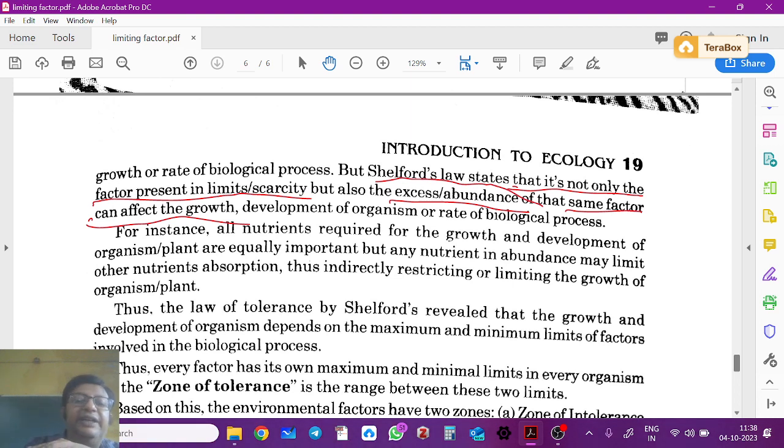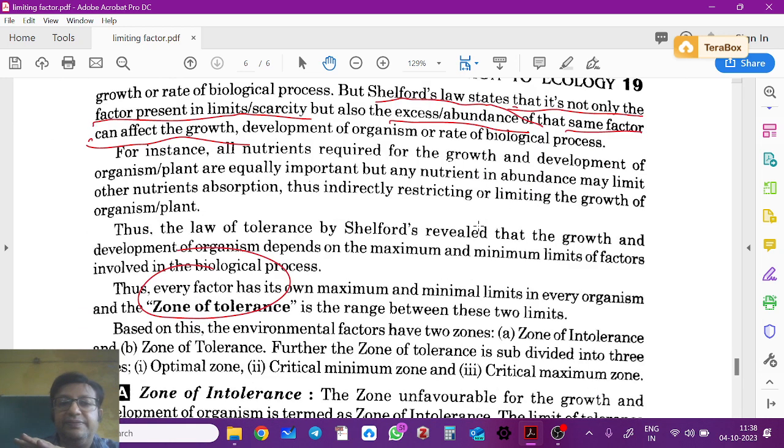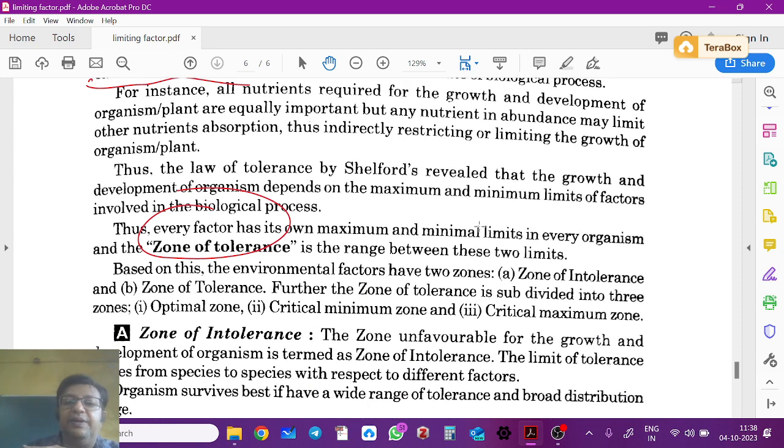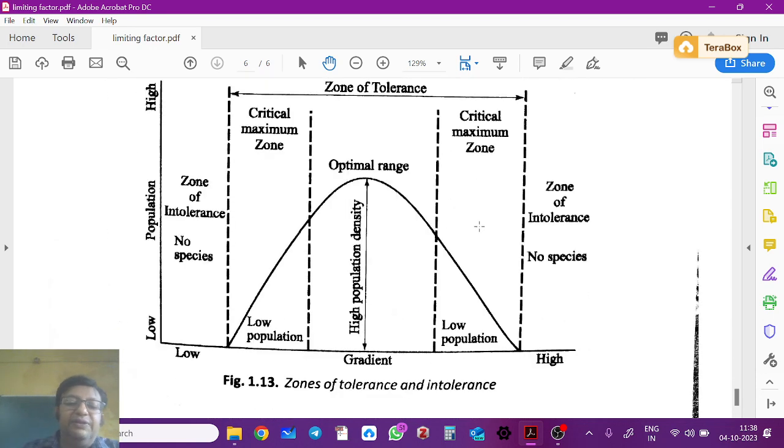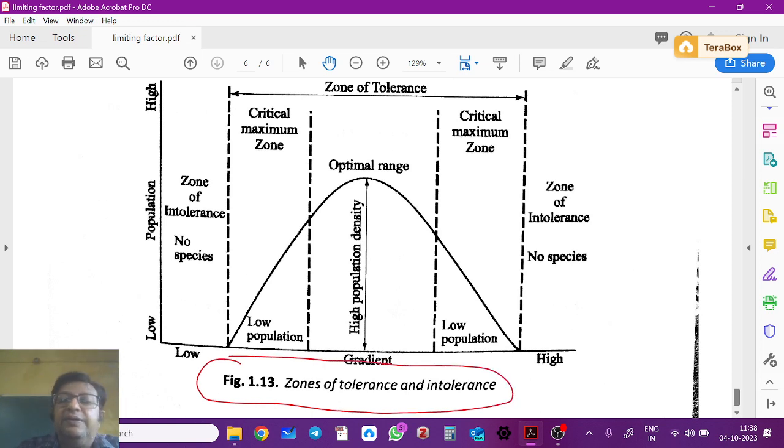So for that, he introduced a term known as zone of tolerance. That is zone of tolerance. Are you able to see that? Zone of tolerance? Look. Then go below down to that graph 1.1.3. Now what does this graph show?